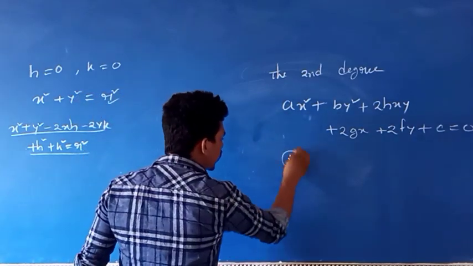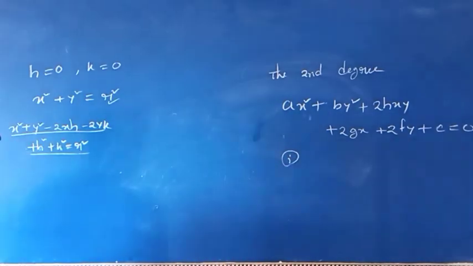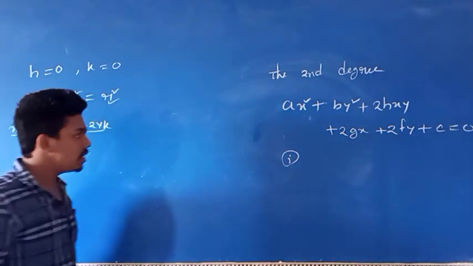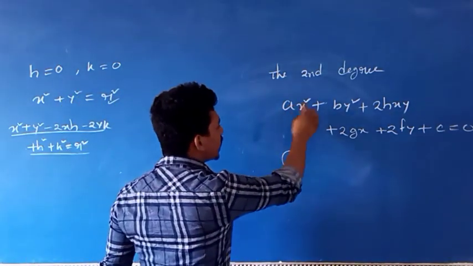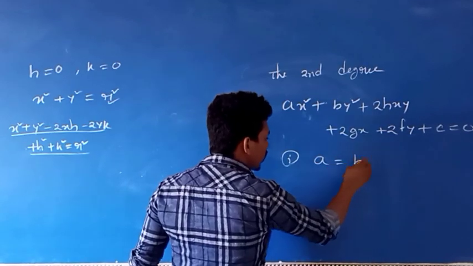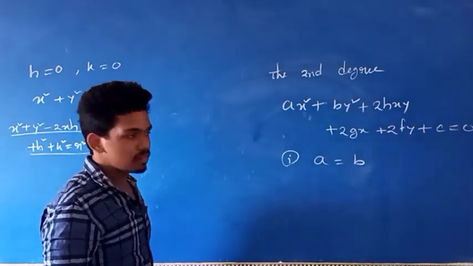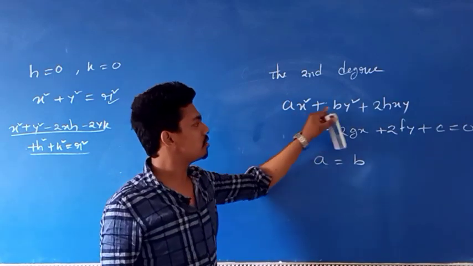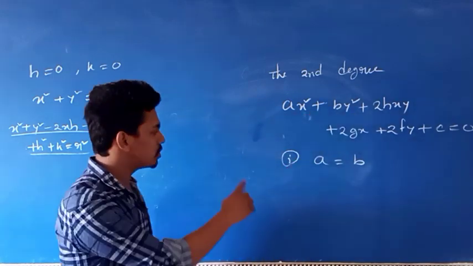Number one condition is, see, here the coefficient of x square is 1, coefficient of y square is 1. If the coefficient of x square is a and the coefficient of y square is b, then the first condition must be a equal to b. That means the coefficient of x square equal to the coefficient of y square. This is the first condition.